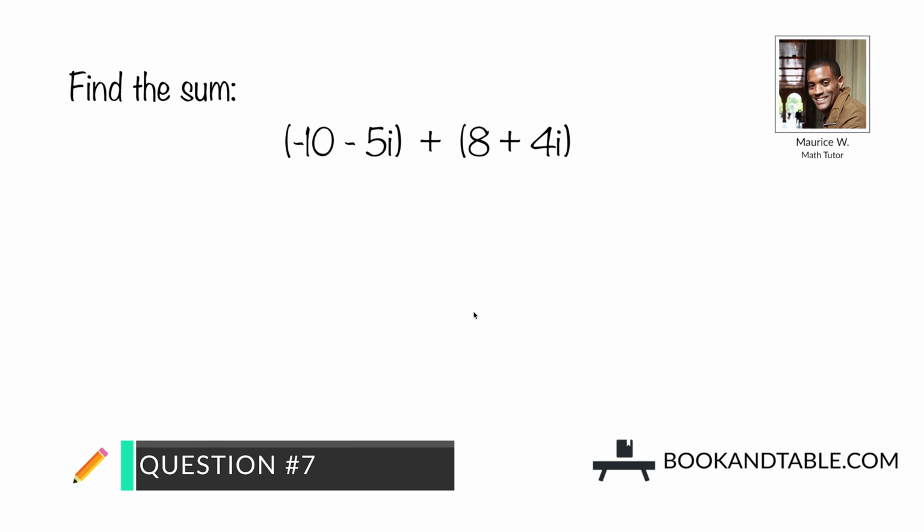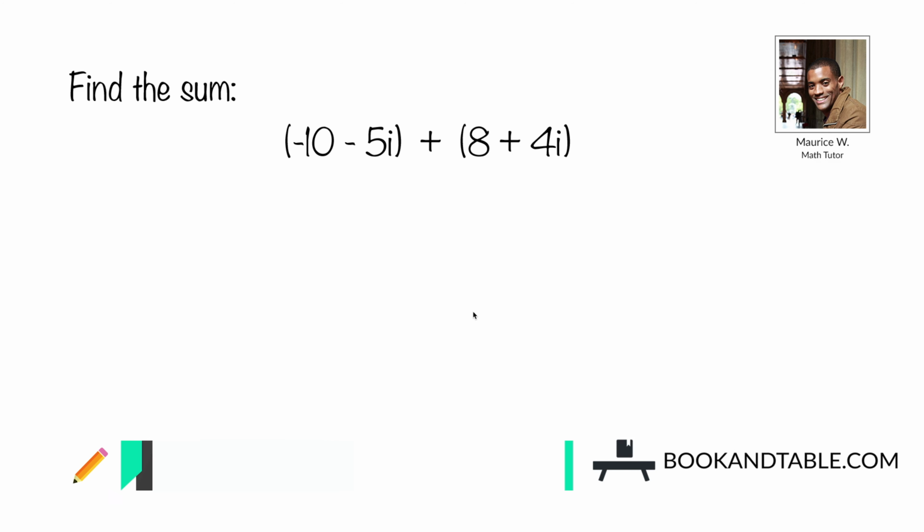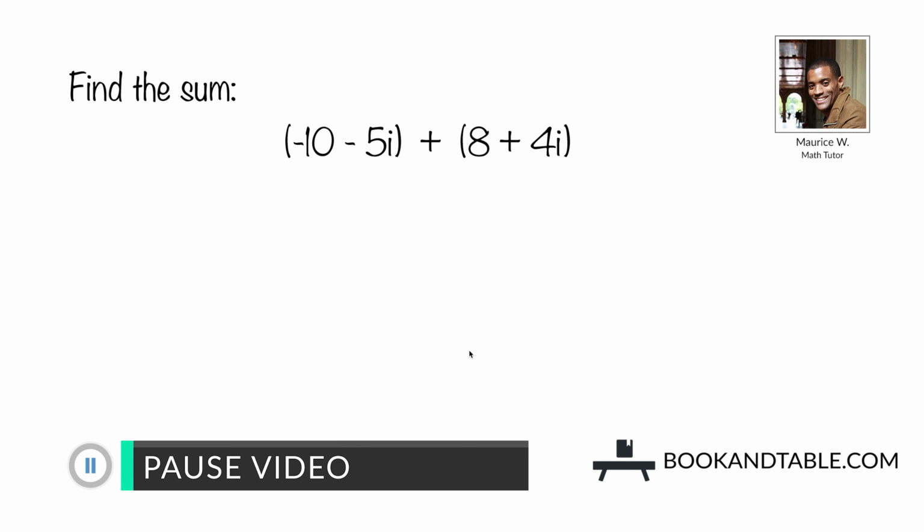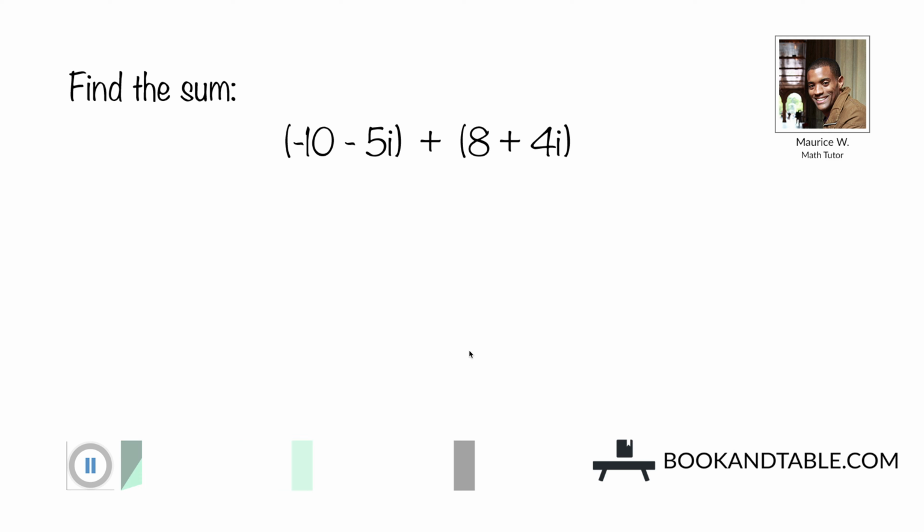Let's have a look at question number 7. Find the sum of negative 10 minus 5i plus 8 plus 4i. Pause the video, answer this question, and then press play when you're ready to begin.